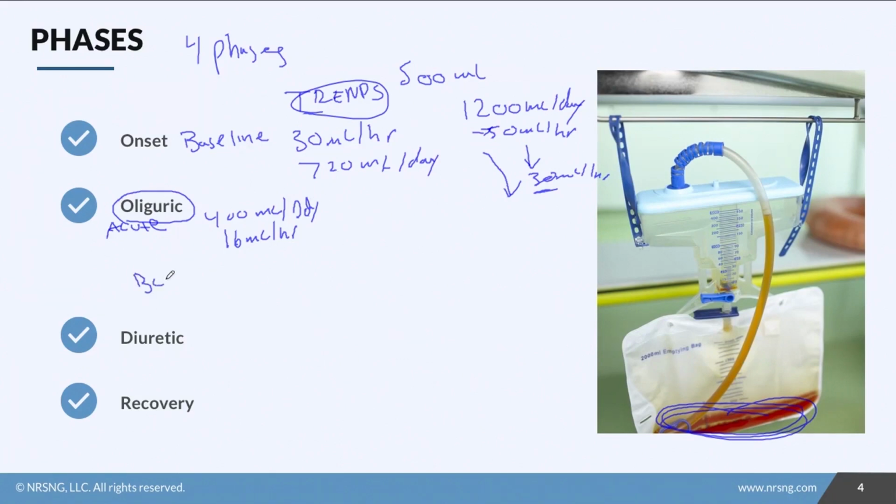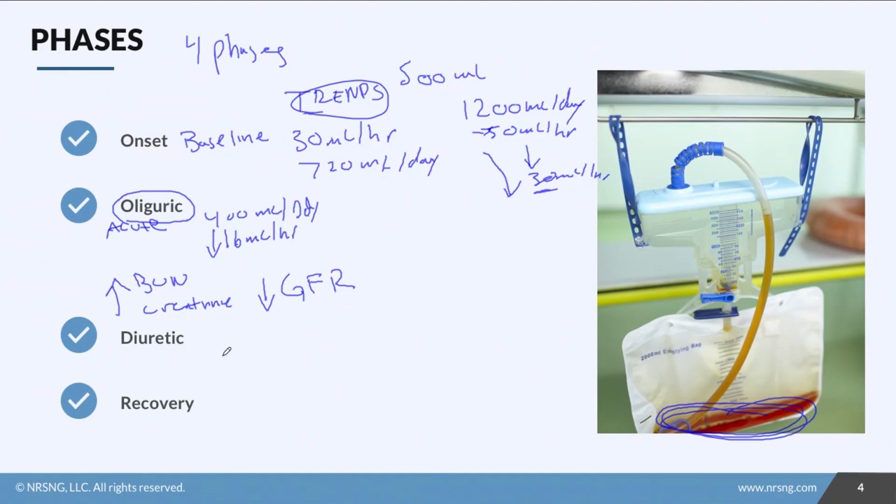Now, their BUN and their creatinine will start to go up because the kidneys aren't doing their job. So BUN, creatinine start to climb, and we're going to see our GFR, which is glomerular filtration rate, start to drop because the kidneys aren't filtering the blood as fast as they should. Now, it's during this phase we're going to see all the symptoms of kidney failure that we'll talk about in just a second. BUN and creatinine are going up, urine output's dropping drastically, and GFR is going down.